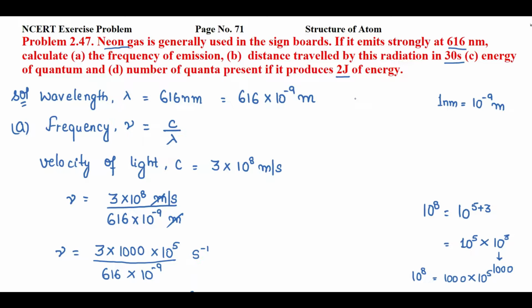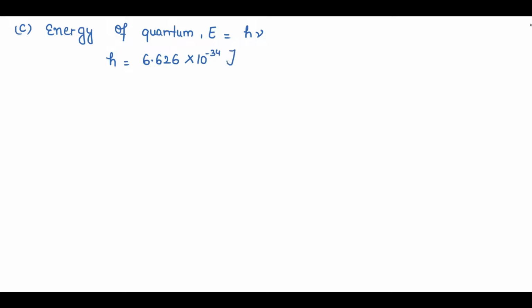In C part, you have to find the energy of quantum. Now quantum means we have to find the energy of one photon, right? We will use the formula. You can write over here energy of quantum. It is denoted by E and expressed as h nu. Now h is Planck's constant, and you have to remember this value, 6.626 into 10 raised to power minus 34 joule second.